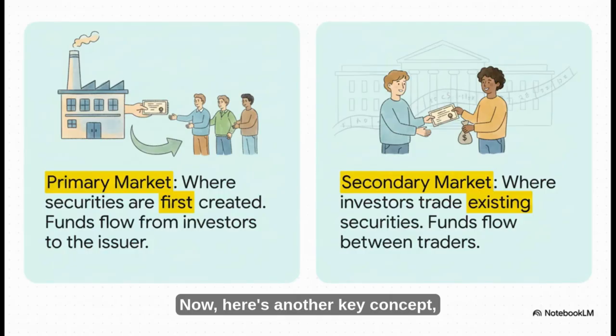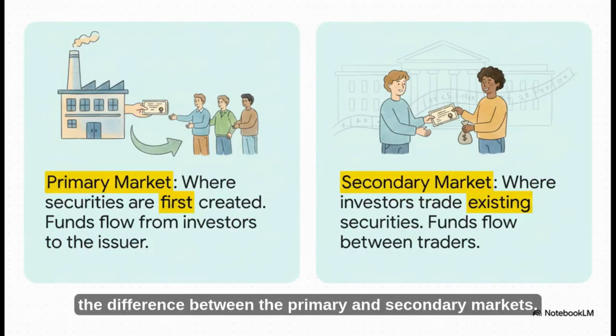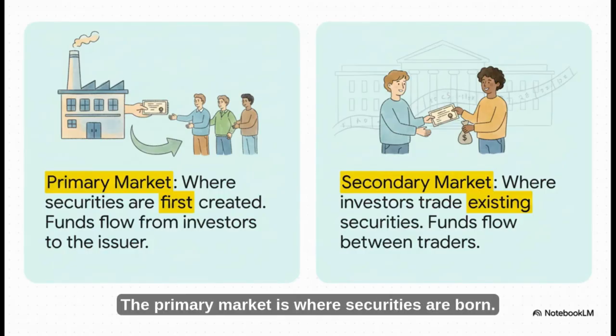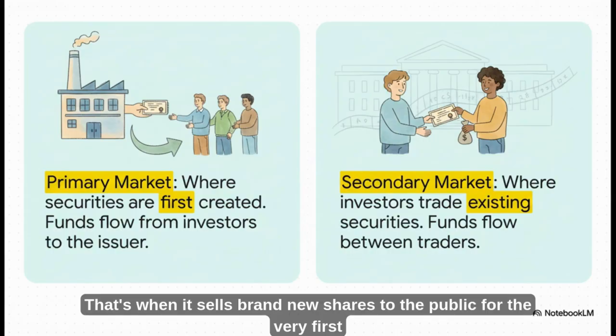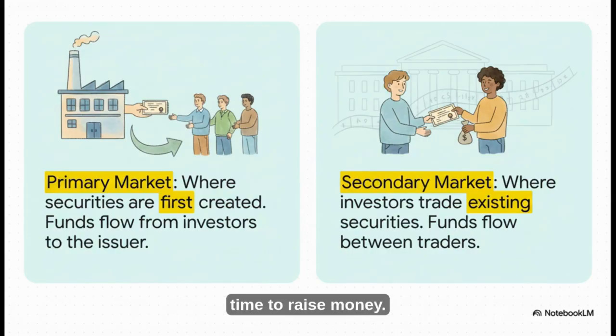Now, here's another key concept: the difference between the primary and secondary markets. The primary market is where securities are born. Think of a company's initial public offering, or IPO. That's when it sells brand new shares to the public for the very first time to raise money.